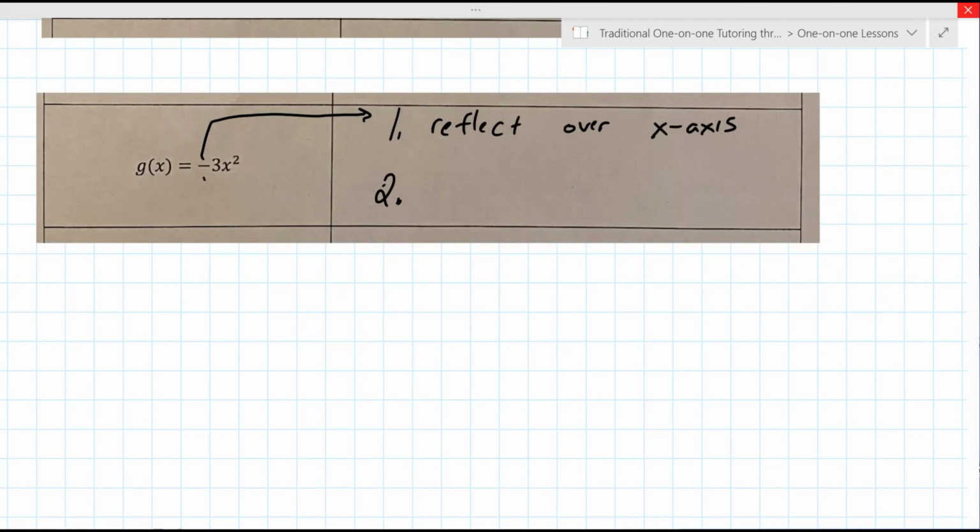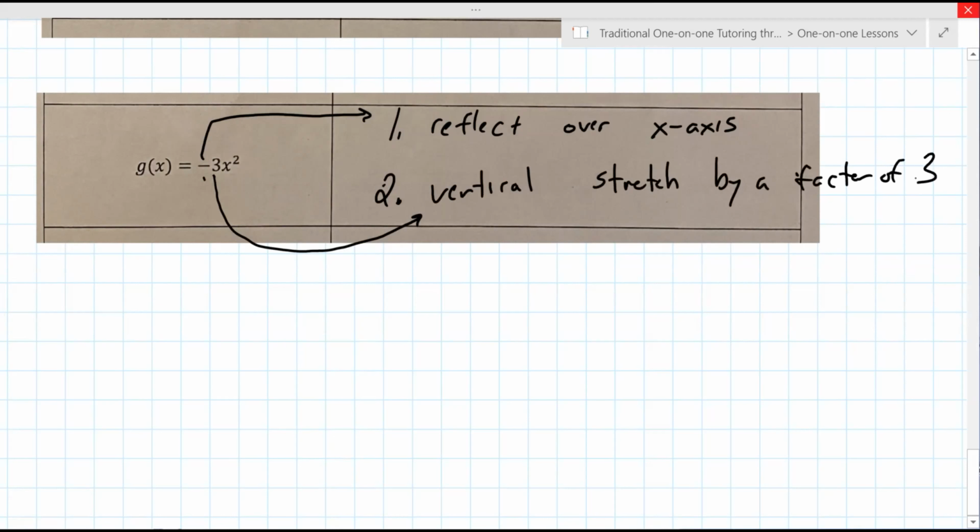Okay. All right. So now the second thing is this 3. It's a little bit harder to explain. It's a vertical stretch by a factor of 3. Vertical stretch by a factor of 3. Yes. Okay, I'm writing it down.